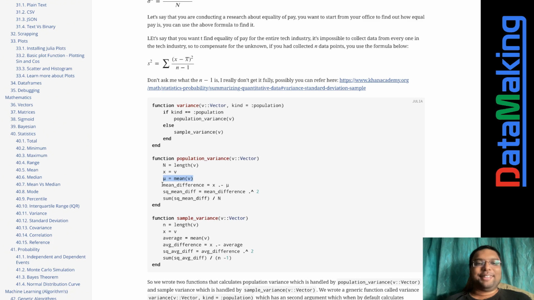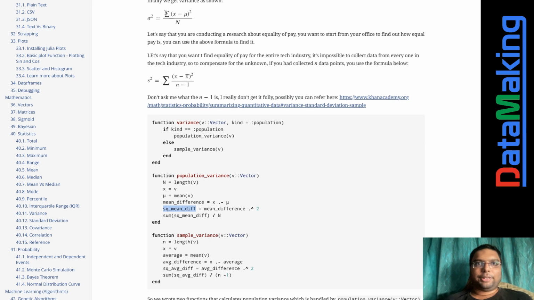Then the mean difference is x minus mu, for each and every element. That's why we are doing that. Then the square of the mean difference, so this thing is the numerator, this thing along with the square.